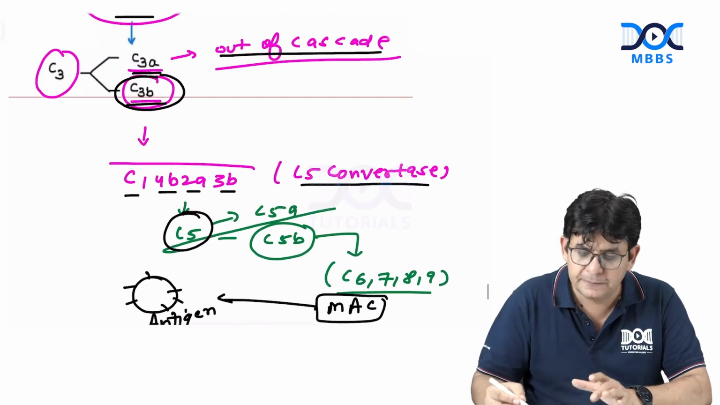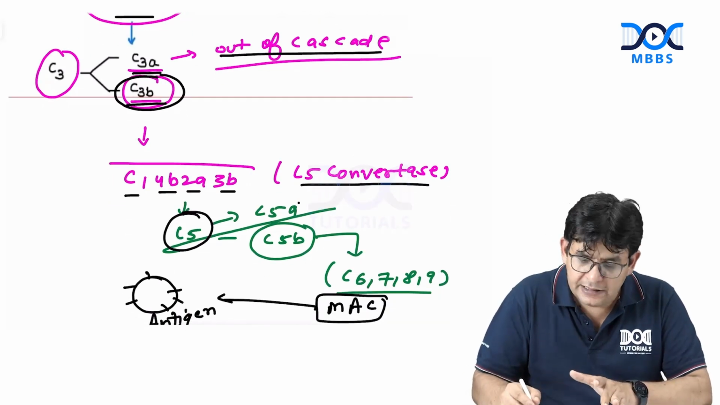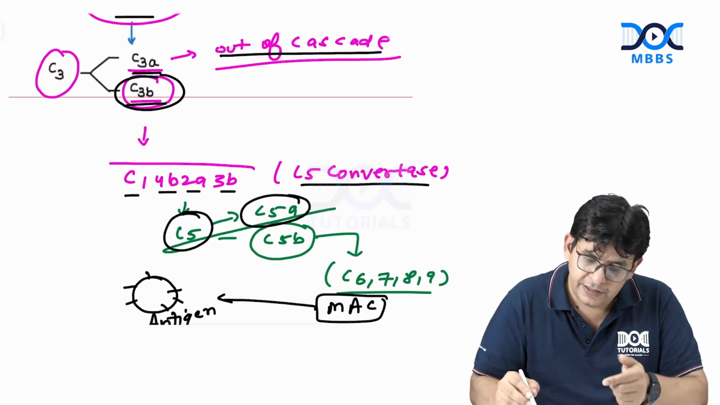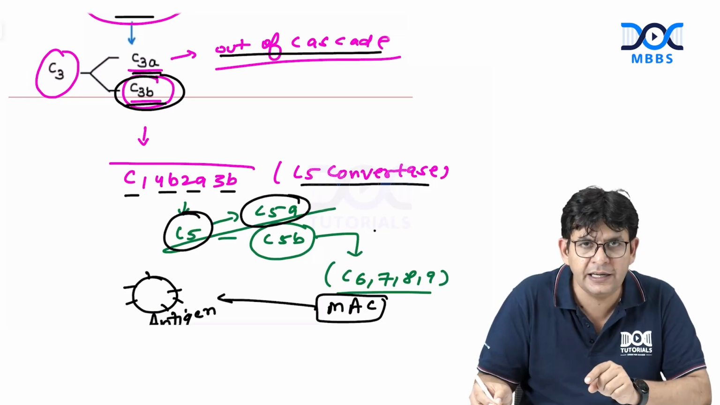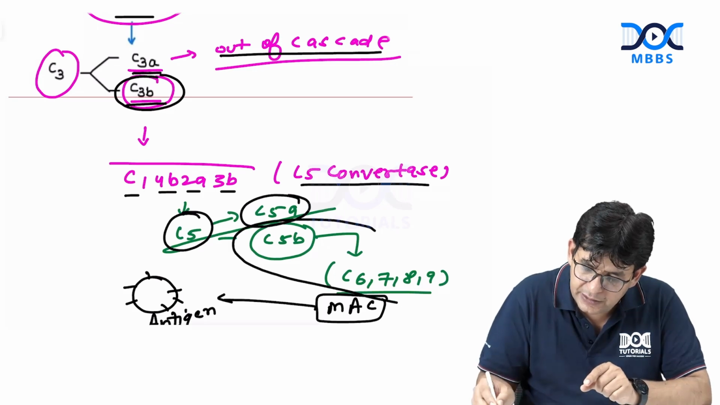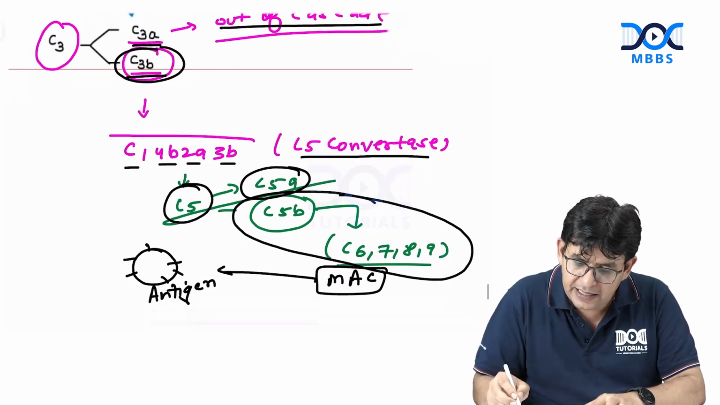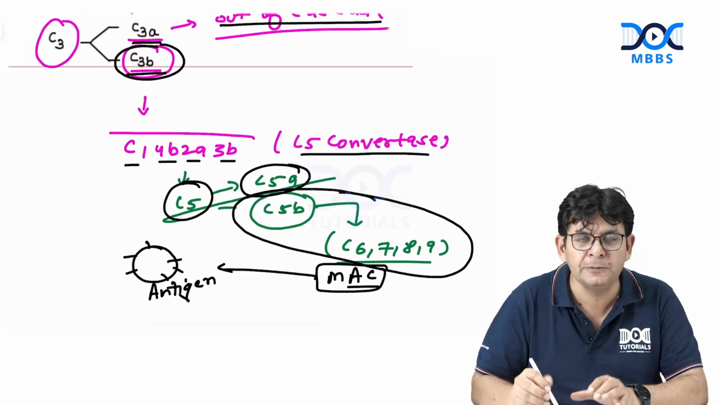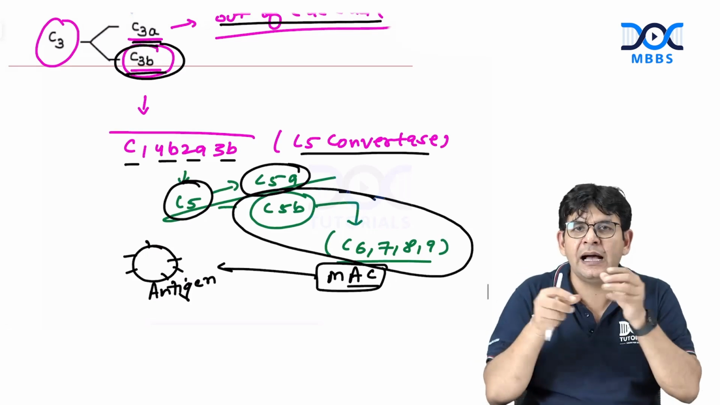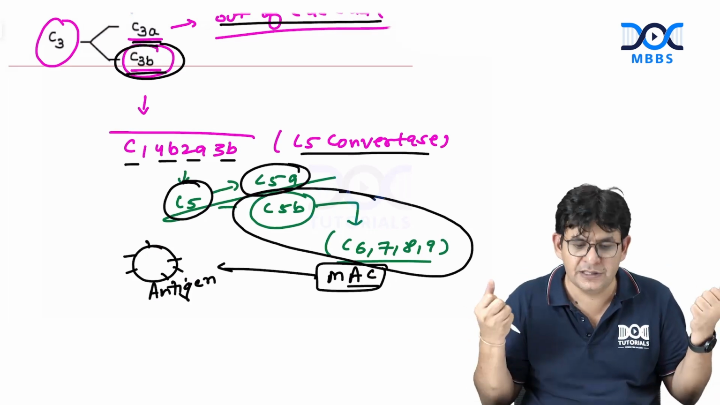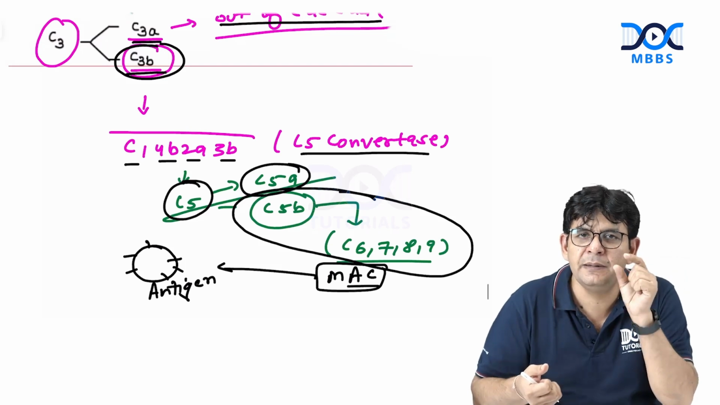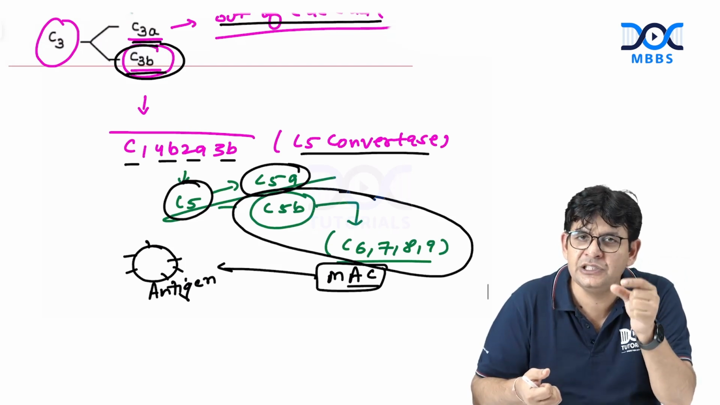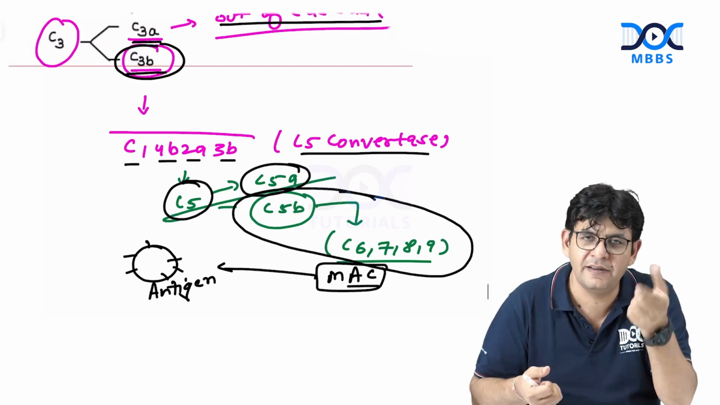C5A is out of the cascade. C5B will go forward. At once, it will activate what? 6, 7, 8, 9. That is termed as MAC. And this MAC will act upon this particular antigen. It will create pores in it and all the cytoplasm goes out. This is what is termed as killing by the classical complement pathway. And what is the activation? The antigen-antibody complex. That's the interaction.